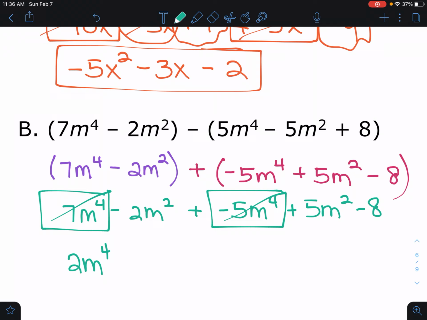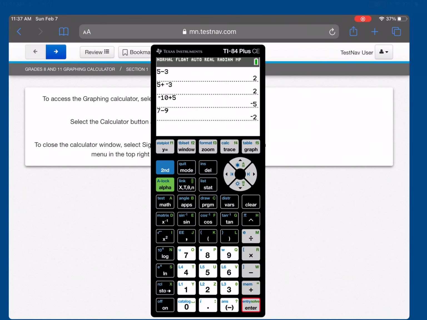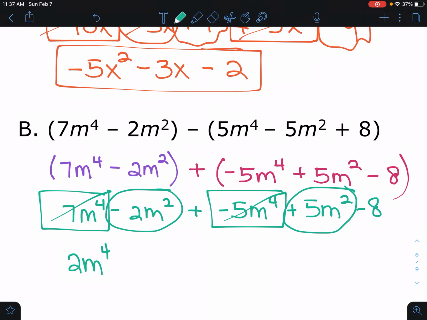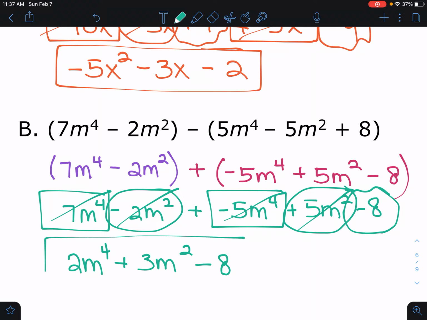Okay, now I've got squares. So negative 2 plus 5. If you're not sure, type that into your calculator. Negative 2 plus 5. That's 3. Okay, so I get positive 3m squared. And I only have one thing left, and that's this negative 8. So minus 8. Okay. Now my answer, check to make sure it's in standard form. It is. And we're good.